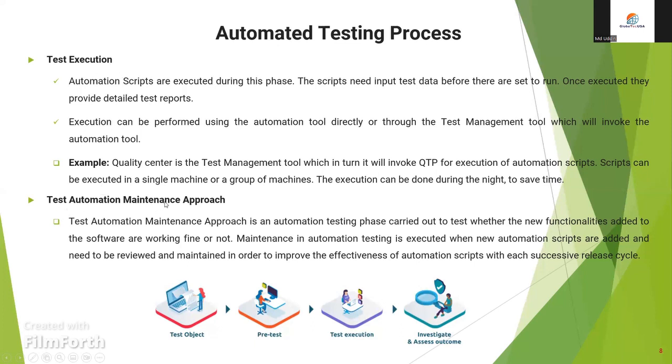Test automation maintenance approach: the automation testing phase is carried out to test whether the new functionality added to the software is working fine or not. Maintenance in automation testing is executed when new automation scripts are added and need to be reviewed and maintained in order to improve the effectiveness of the automation scripts with each successive release cycle. In the maintenance phase, you can check whether any function added is running well or not. All these things you can use in the test maintenance approach.